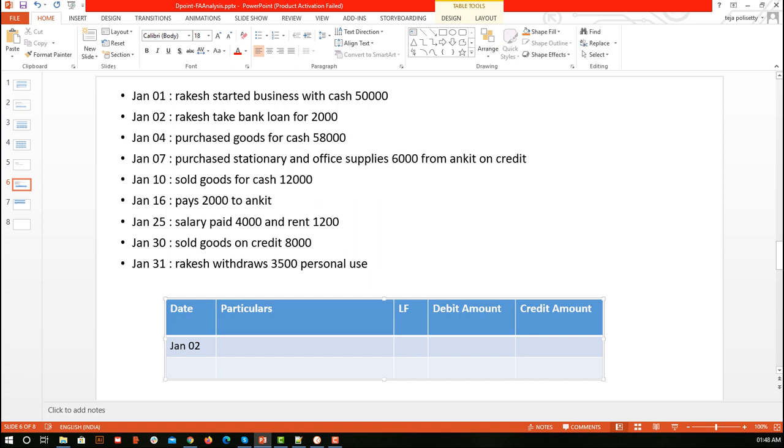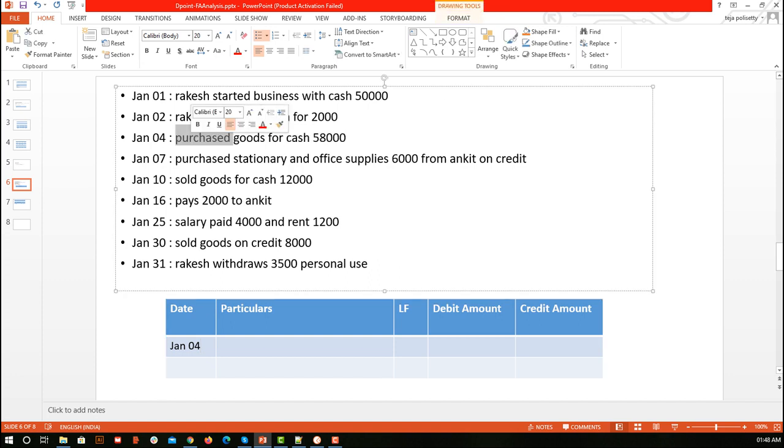Now our date is Jan 04th. What is happening? Purchased goods for cash, rupees 58,000. What accounts are involved? One is the cash account and another one is the purchase account. Again you can say that we purchase product 1, product 2, product 3, but here we are generalizing and writing. Similarly for sold goods we are going to have a sales account, and for pays we have a different account. Likewise we are going to generalize and consider the accounts. So our transaction is purchased goods for cash 58,000.